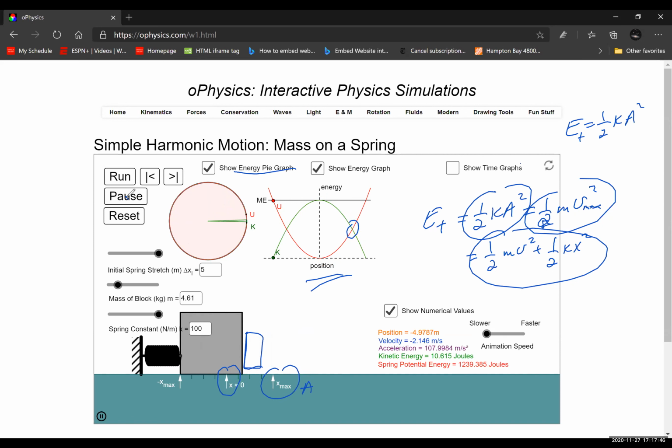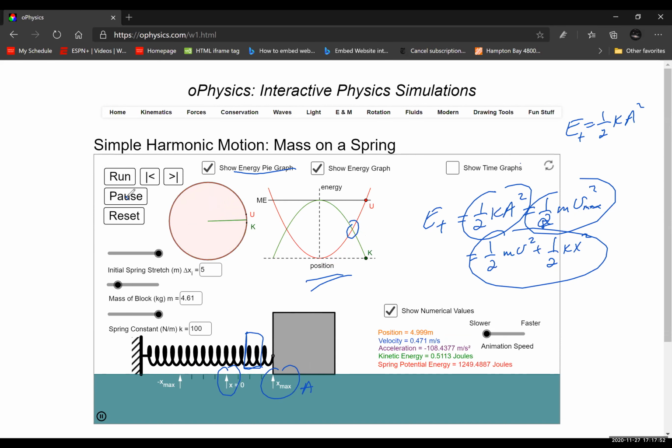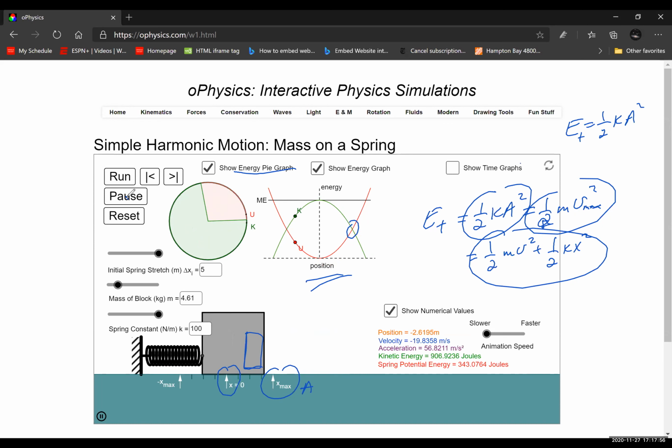So you can see, as the spring goes back and forth, you have 100% of the energy converted from kinetic to potential and from potential to kinetic. That's why energy is conserved, and I can use any of those equations to describe that energy.